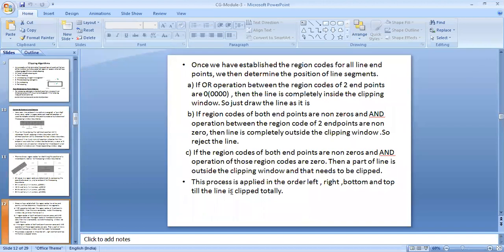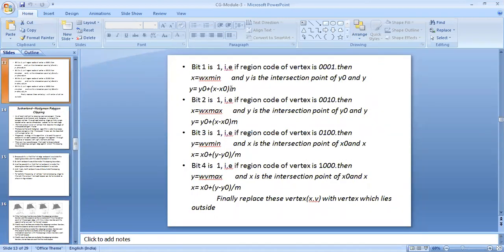What we do for deciding whether the line is completely inside, completely outside, or part of the line needs to be clipped is the same thing we discussed. And for clipping, if bit 2 is 1, if bit 3 is 1, bit 1 is 1. When will bit 1 be 1? When the line is above the clipping window. When will bit 4 be 1? When the line moves towards the left of the clipping window.